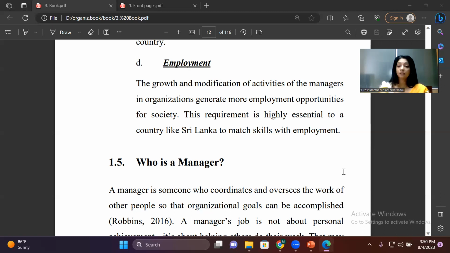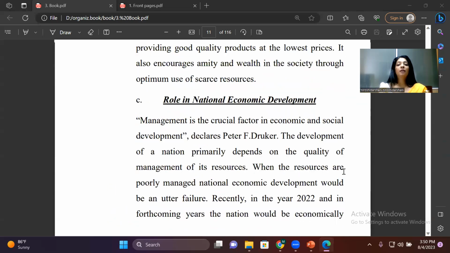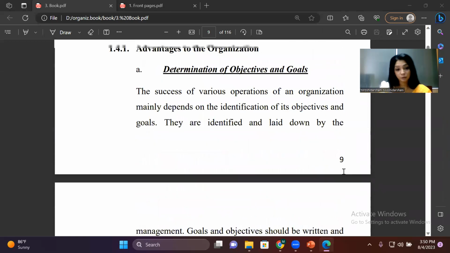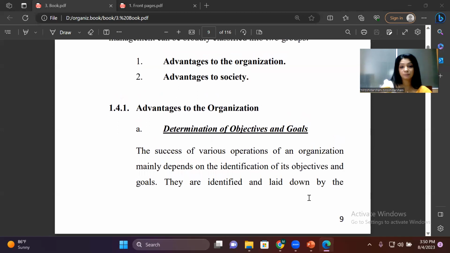So these are the factors that I want to bring you under management functions in small scale businesses. You want to know the management definition, you should be able to briefly describe the management functions, and you should be able to explain the significance of management to the organization and to the society.